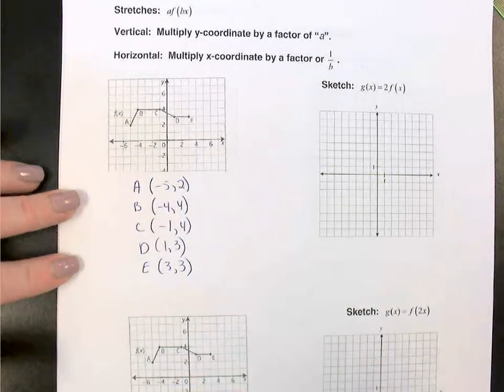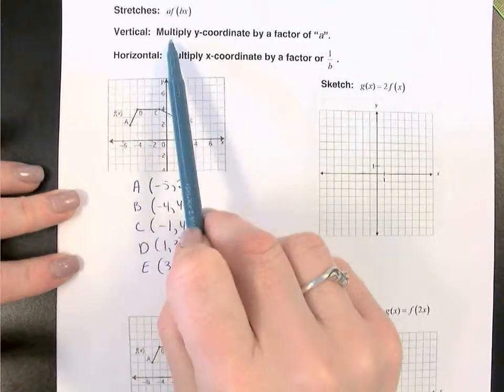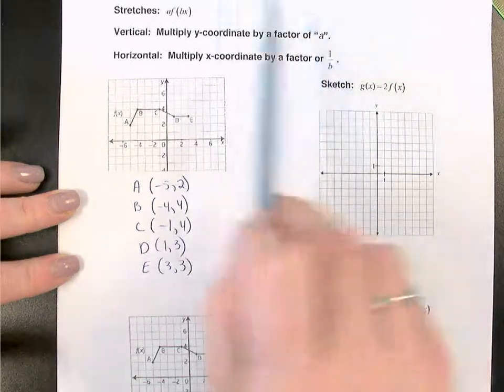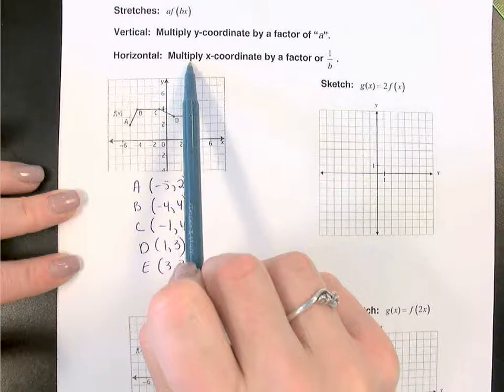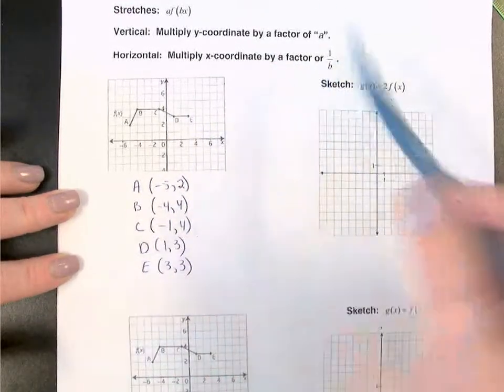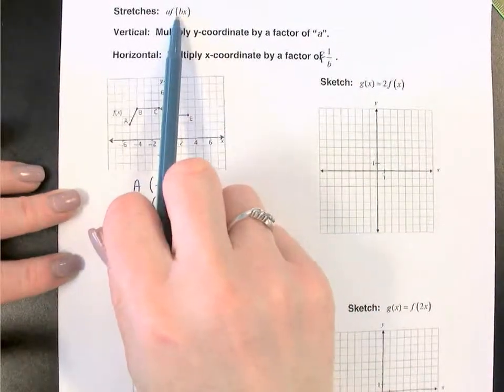Stretches. We're going to look at vertical and horizontal stretches. For a vertical stretch, you're going to multiply the y-coordinate by a factor of a. It will be shown in front of the f of x, like so. For a horizontal stretch, you're going to multiply the x-coordinate by a factor of 1 over b. So that would be this right here. So you're going to take the reciprocal of it.